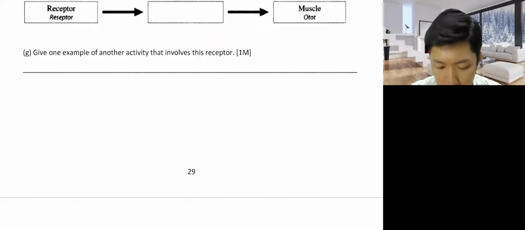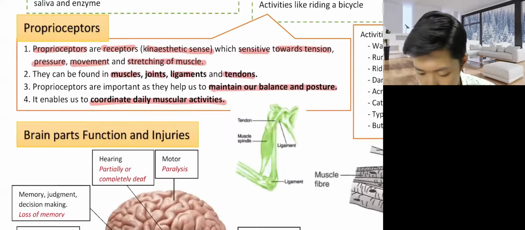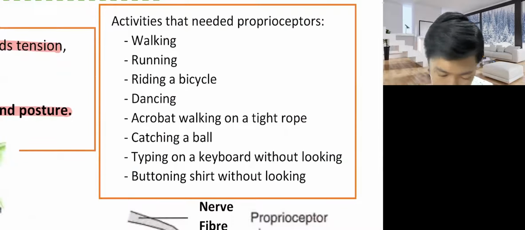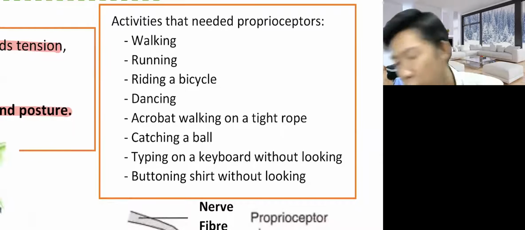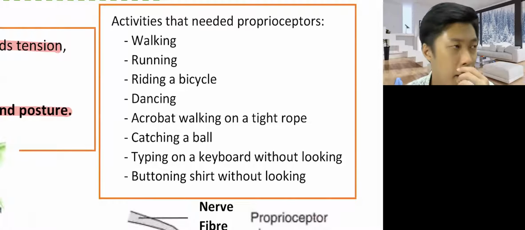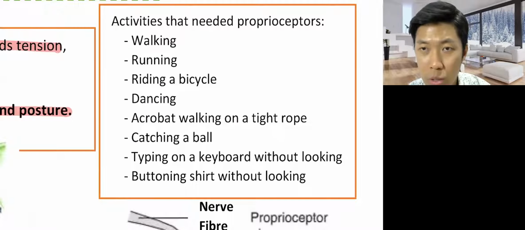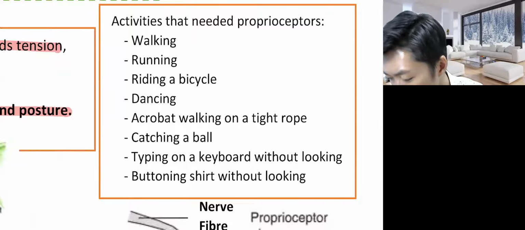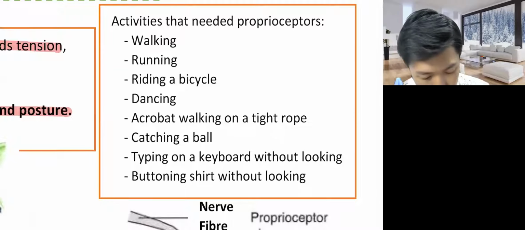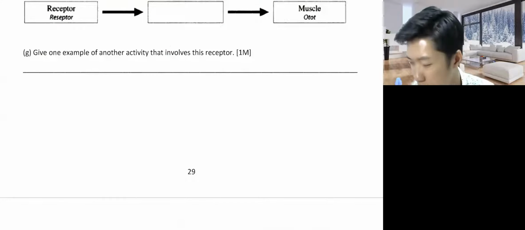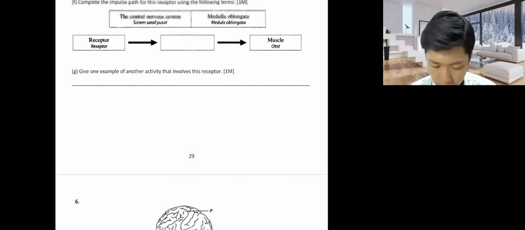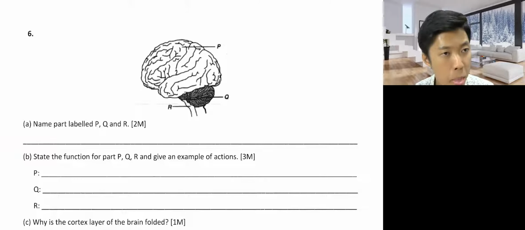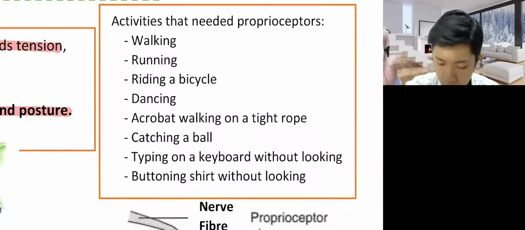G, give one example of another activity that involves this. So many, you choose. Other than buttoning shirt, and the picture was an acrobat walking on a tightrope, the rest should be acceptable. All good. Okay, so choose a short one, like walking, dancing.